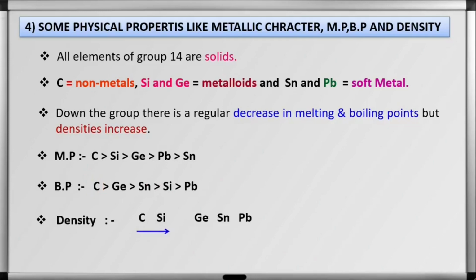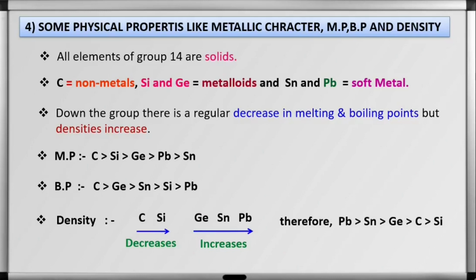Then the density. Here density increases from carbon to silicon, it decreases. After germanium to tin, it increases. See, so these are the physical properties. So therefore the density is in decreasing manner. Lead shows more density than tin, then germanium, then carbon and then silicon.